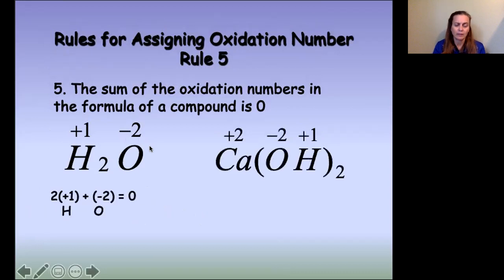And if we were to look at calcium hydroxide, oxygen in a compound is -2. Hydrogen in a compound is +1. We have a total of -1 times 2, which is -2, and calcium is a monatomic ion with an oxidation number of +2. And so this still adds up to 0. So whether it's a covalent compound or an ionic compound, the sum of the oxidation numbers is going to be 0.